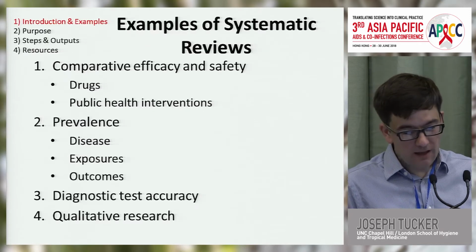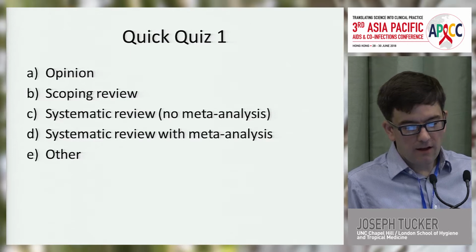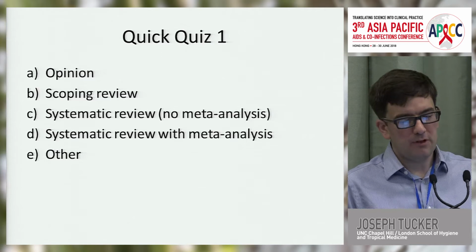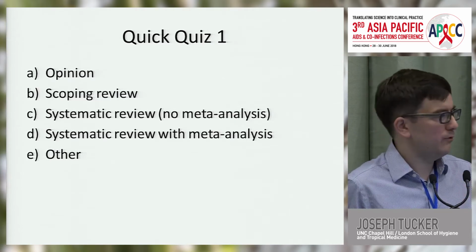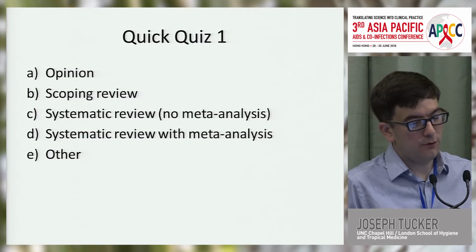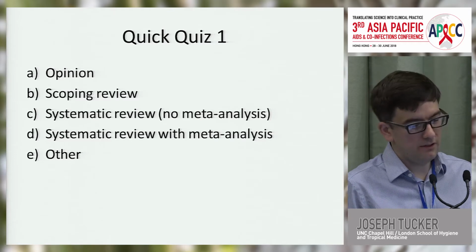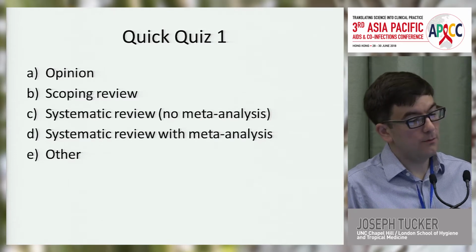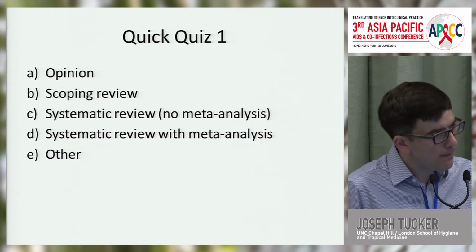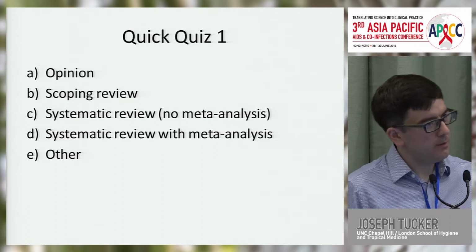So I think in this case you could make arguments that it would be a scoping review or a systematic review without meta-analysis. It's definitely not a systematic review with meta-analysis because you're not combining the results of at least 2 studies. It's more rigorous than an opinion piece. And the boundary between scoping review and systematic review can sometimes be a little bit blurry.